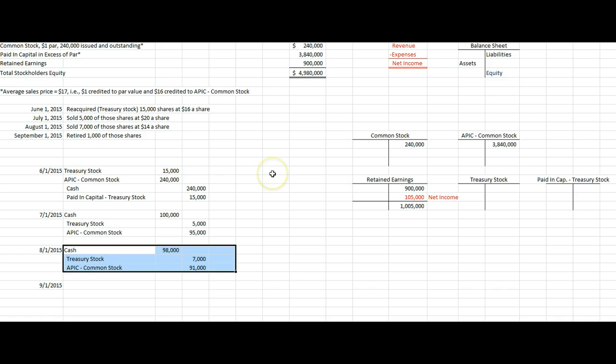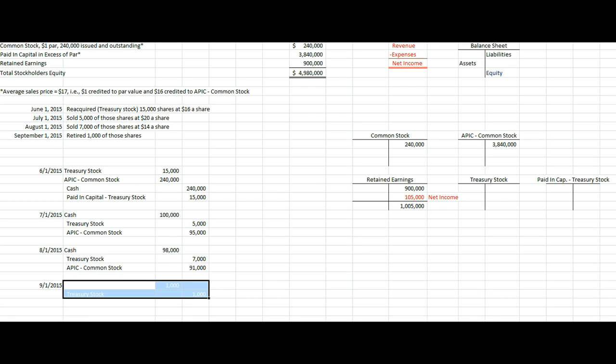Now let's sell some more shares on August 1st. 7,000 shares at $14 a share is $98,000. Again, we're reissuing these stocks, except instead of crediting par, we're going to credit this Treasury Stock account. 7,000 shares times $1 par, $7,000. How much more than par did we sell these shares? We sold them for 14. Par is 1. If par is 1 and we sold them for 14, that's $13 over par. $13 per share times 7,000 shares gives us our $91,000.